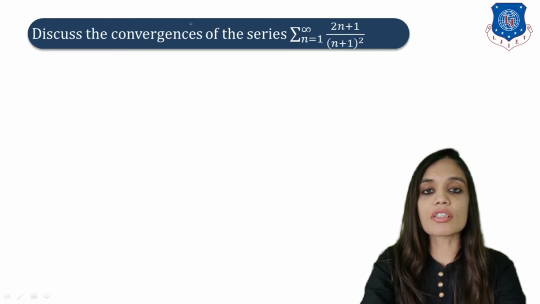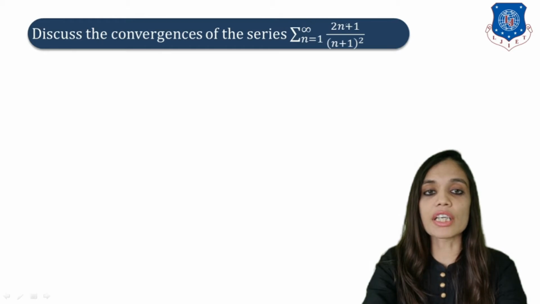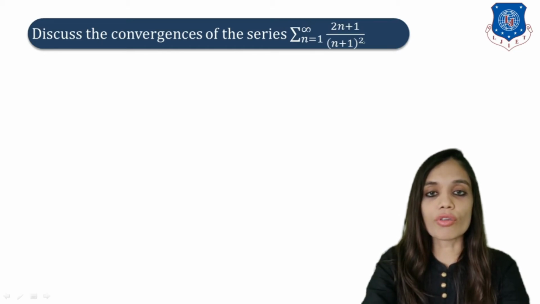Next, let us solve one more example. Here we have to discuss the convergence of the series summation n is equal to 1 to infinity (2n plus 1) upon (n plus 1) whole square.